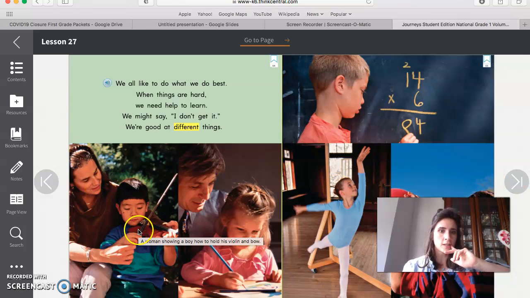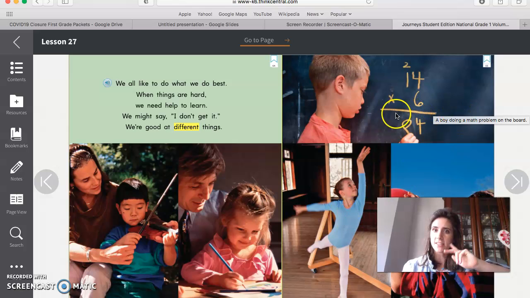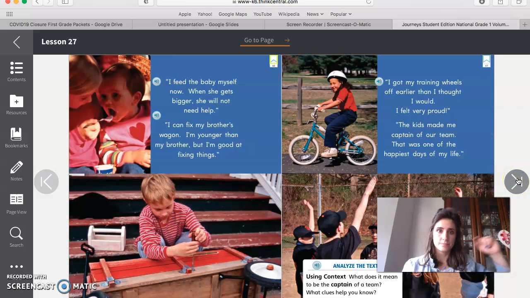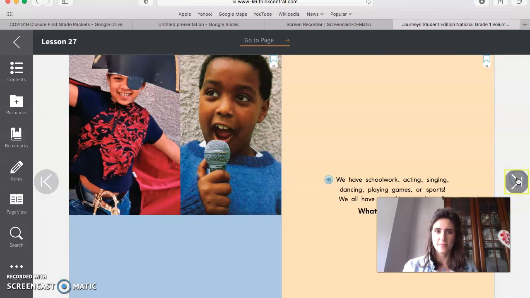He plays the violin. She likes to draw. She likes to dance. He likes to do math. And he likes to play. There's building, there's feeding a baby, there's training wheels or riding a bike, and there's singing, and there's acting, okay?